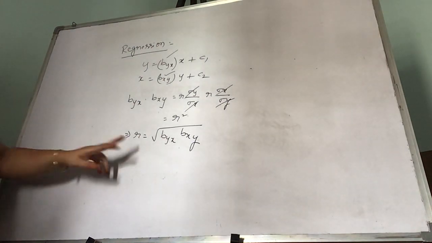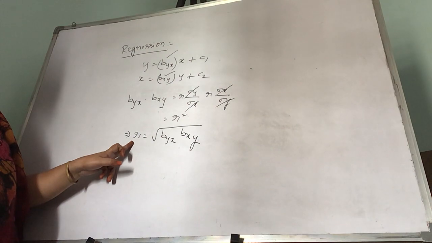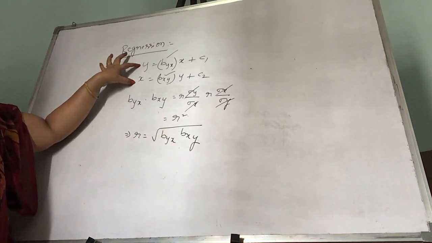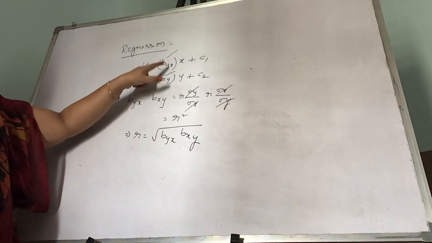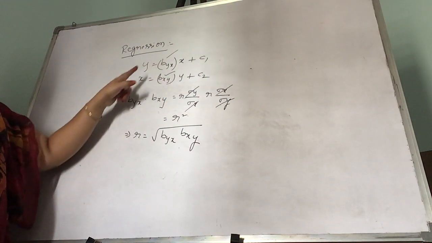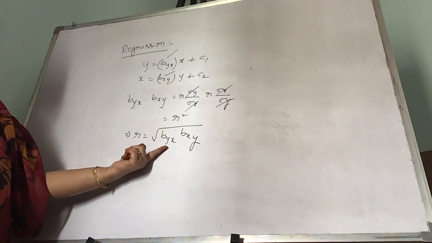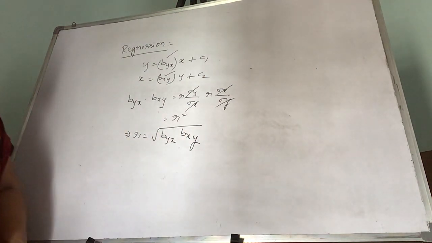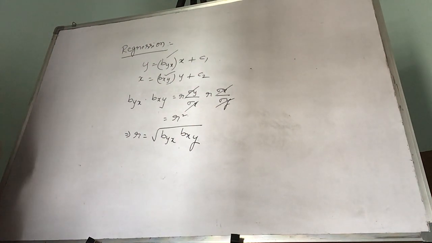Okay. So by using this formula, we have to calculate the coefficient of correlation, small r, based on the regression coefficients. If the two regression lines are given, first we have to find the slopes, that means the regression coefficients byx and bxy. By using these two slopes, we find the coefficient of correlation small r by using the square root of byx into bxy. Okay. This is about the regression lines concept.